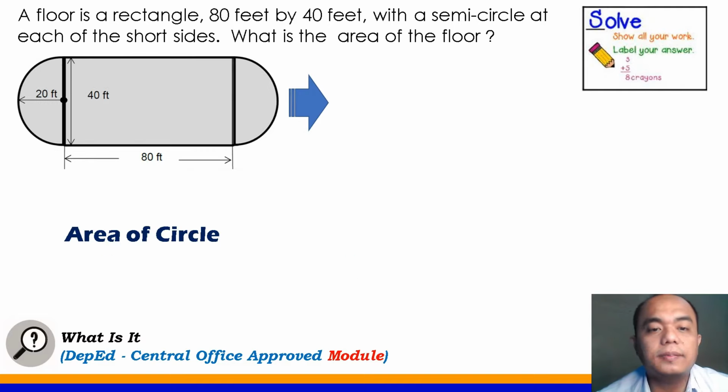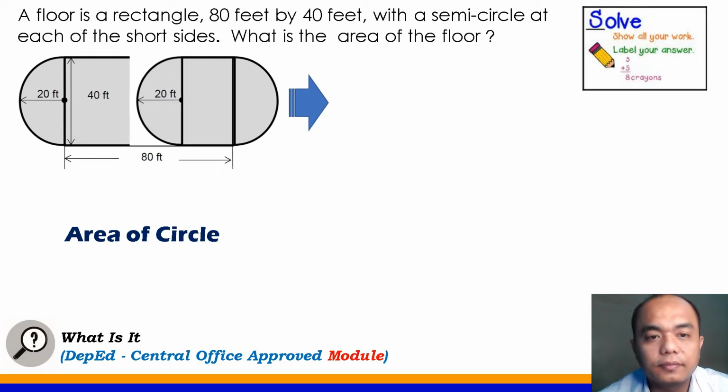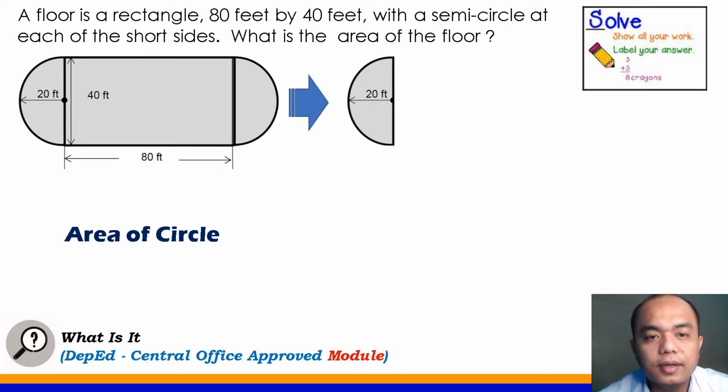Okay, next be the area of the circle. So, kukunin natin, i-extract natin yung dalawang semicircle sa ating composite figure here. So, look what will happen to class. Yan. At saka itong isa. Yan. So, again, ano ang nabuo? Yes, very good. Meron na tayong isang buong circle.